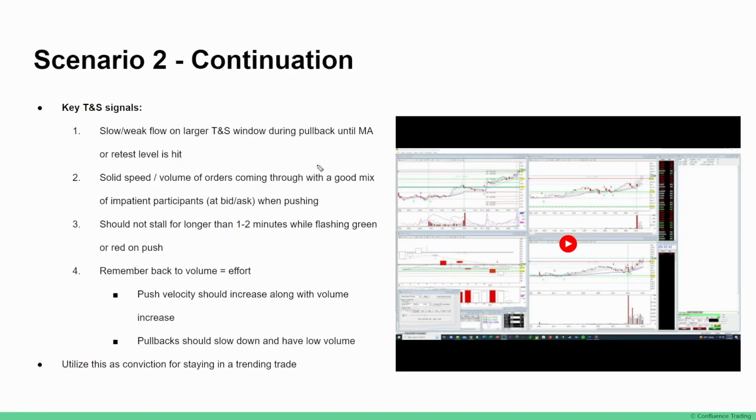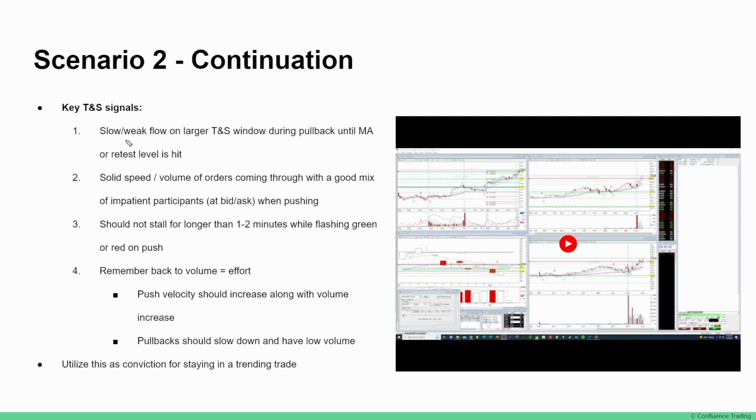Okay, so we talked about rejection. Now we're talking about the second scenario, continuation. And again, as I said, a lot of my strategies are based around the acceptance of a level and then continuation away from it. So with this particular play, I've approached a key level, or I've already pulled back to a moving average, and I've started to key into my time and sales. And now I'm looking for these four things.